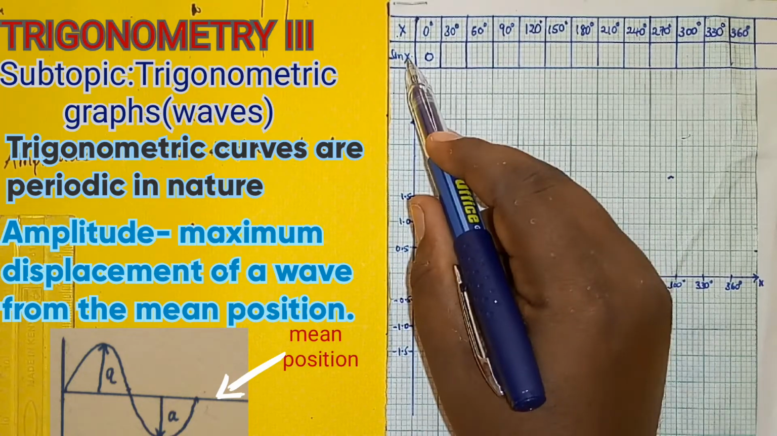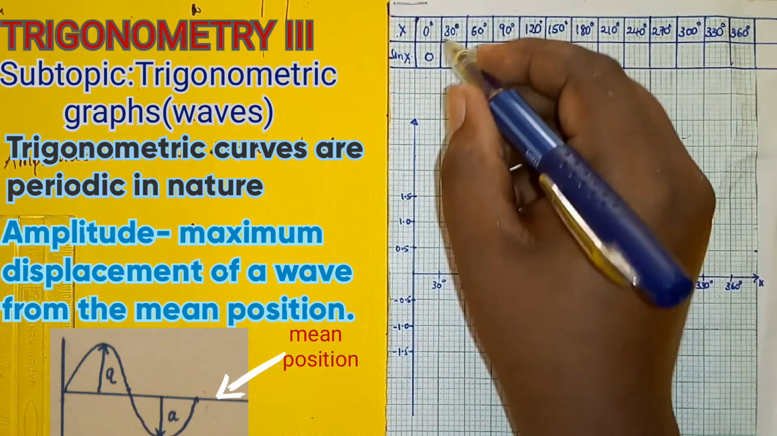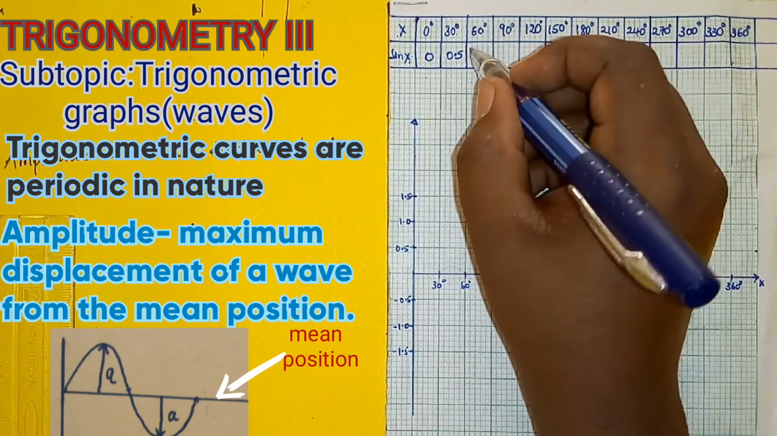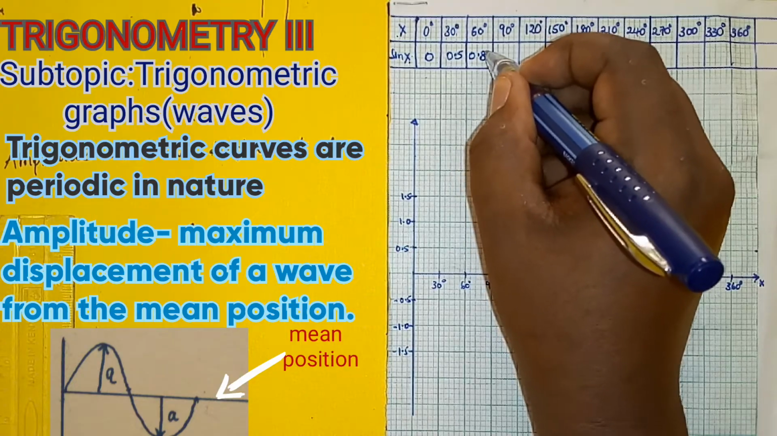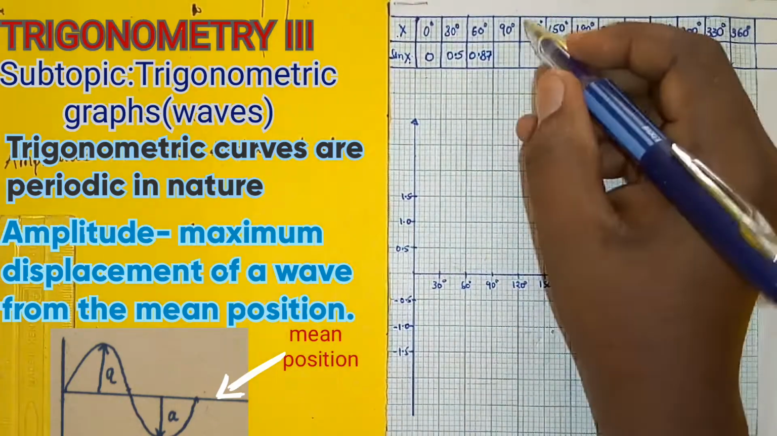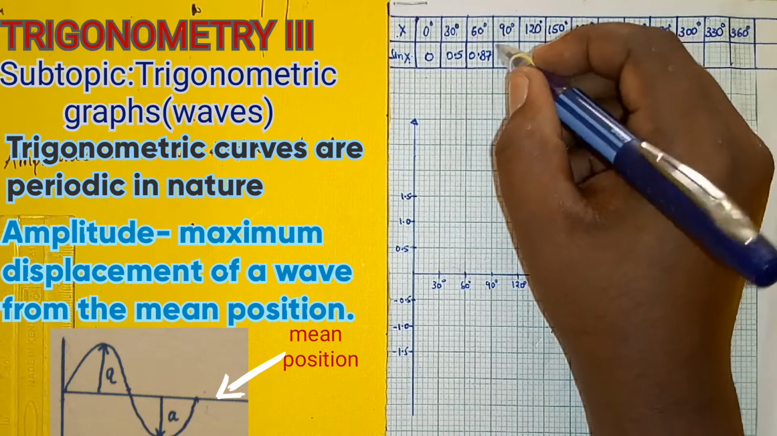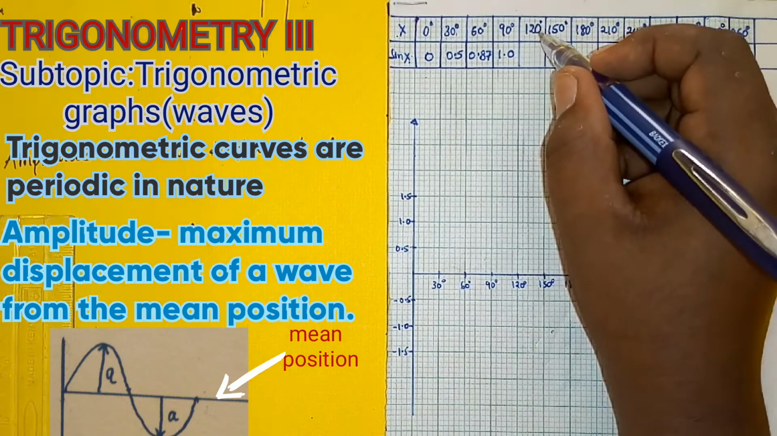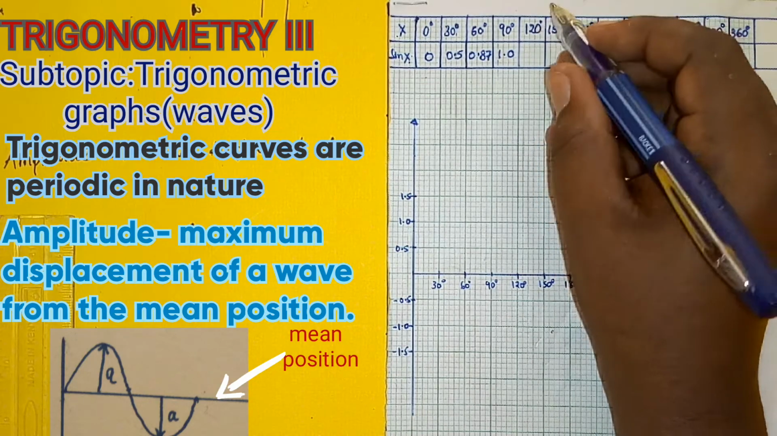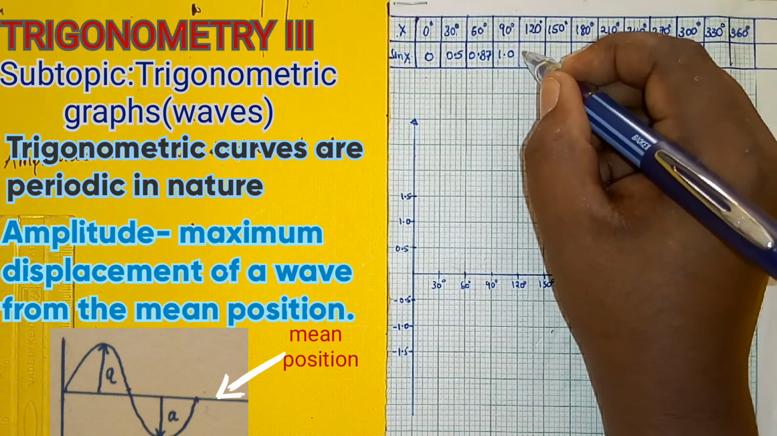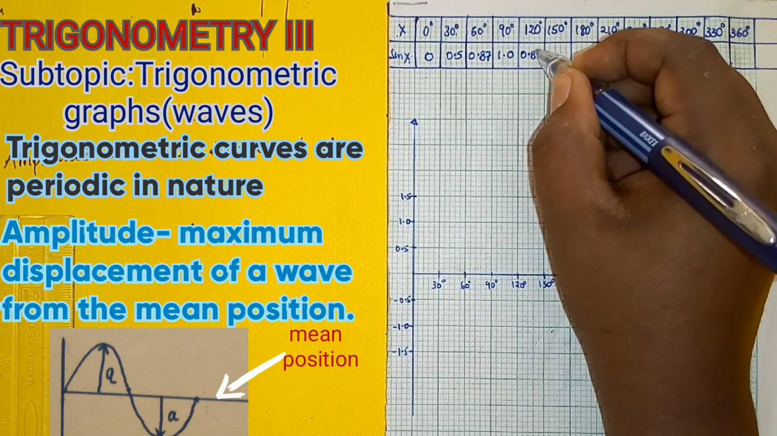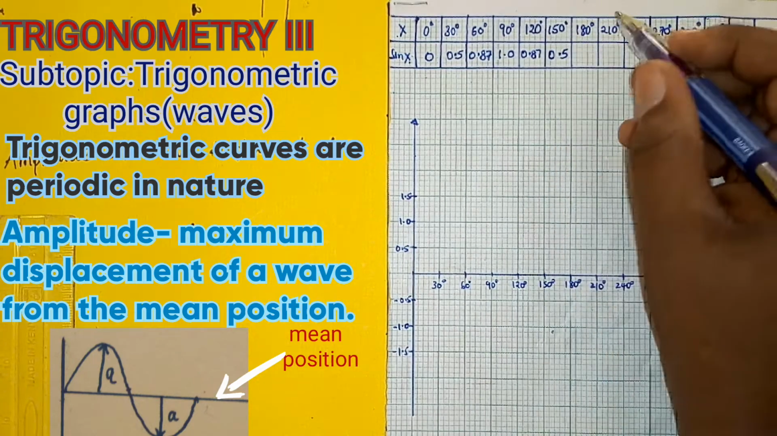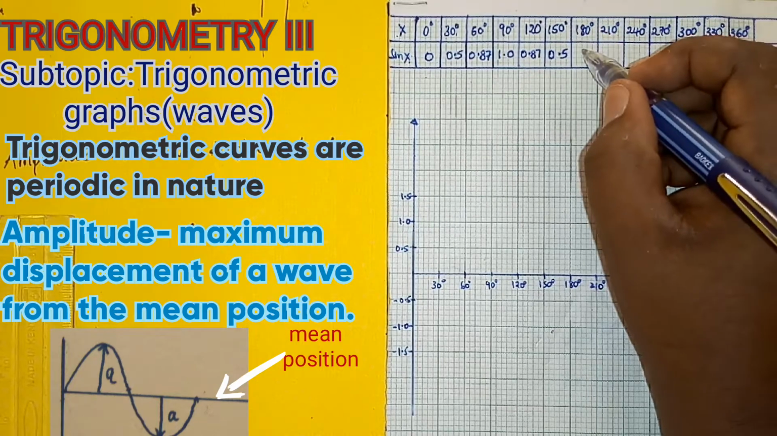Then sine 30, because the value of x now is 30, will be equal to 0.5. When x is 60, we are going to have 0.87. When x is 90, then sine 90 will be 1. Then when x is 120, sine 120 will be 0.87. Sine 150 will be 0.5. Sine 180 is going to be 0.